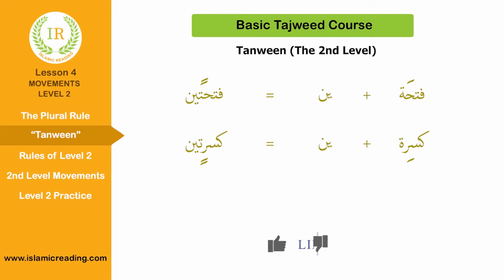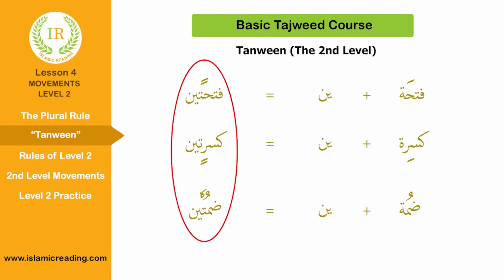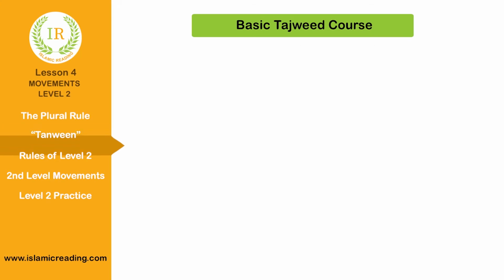And the third movement is Dhamma, which is represented by a circular angled line and it appears on the top of a letter. If we add Ya Nun at the end of the word Dhamma, it becomes Dhammatain, which means two Dhamma. So the second level movements are called Fathatain, Kasratain, and Dhammatain. Together as a group, they are called Tanween. So Tanween means any one of the double movements.